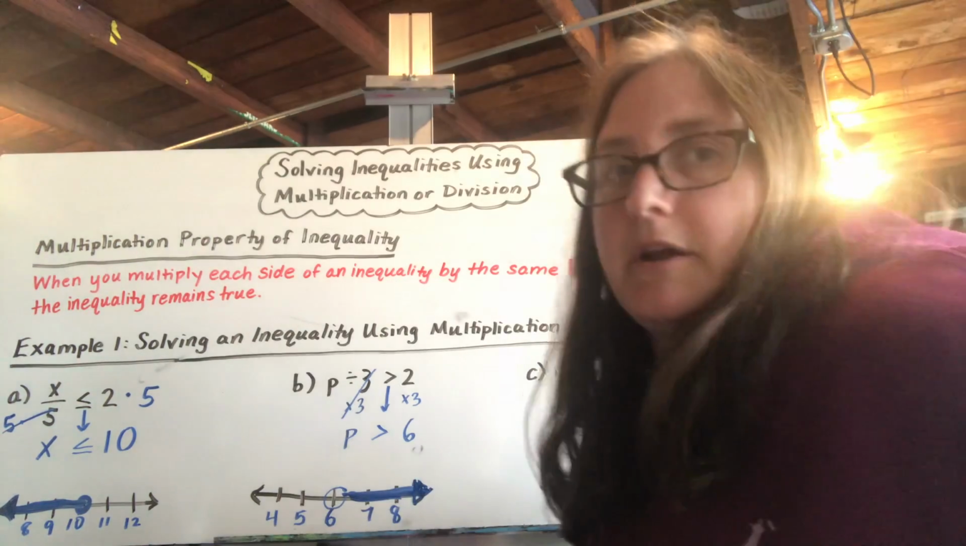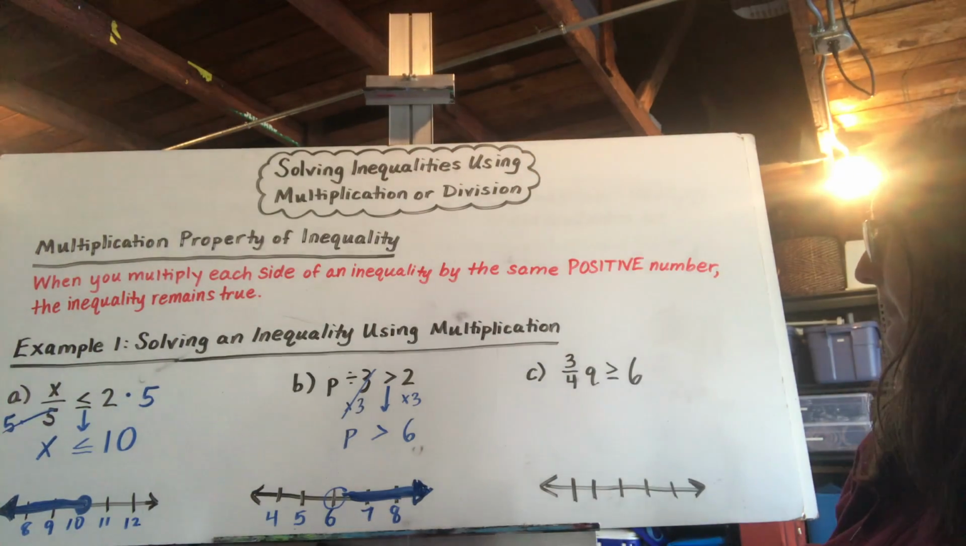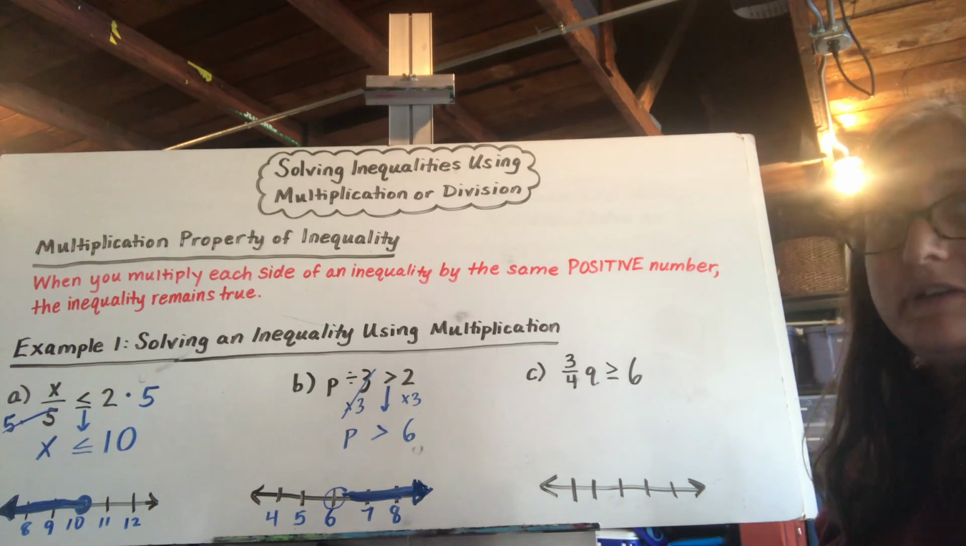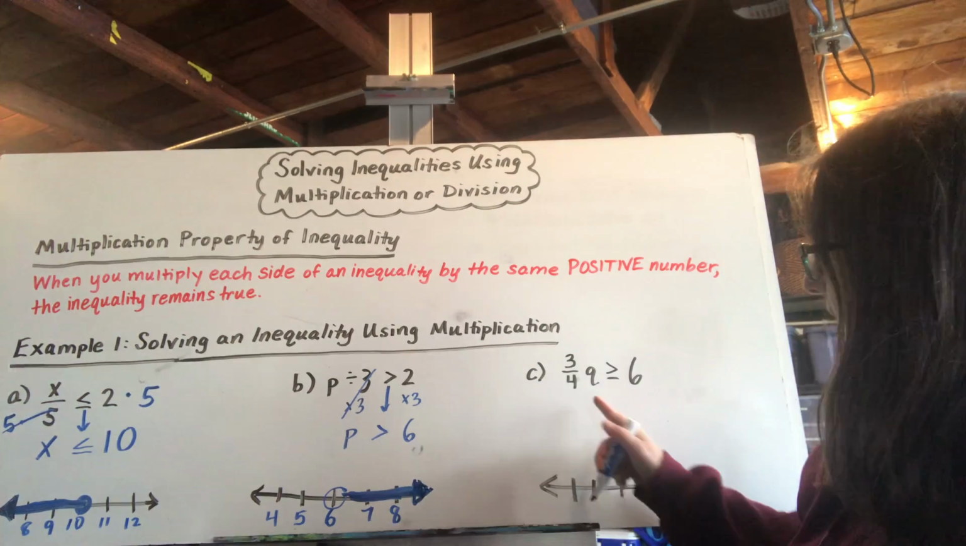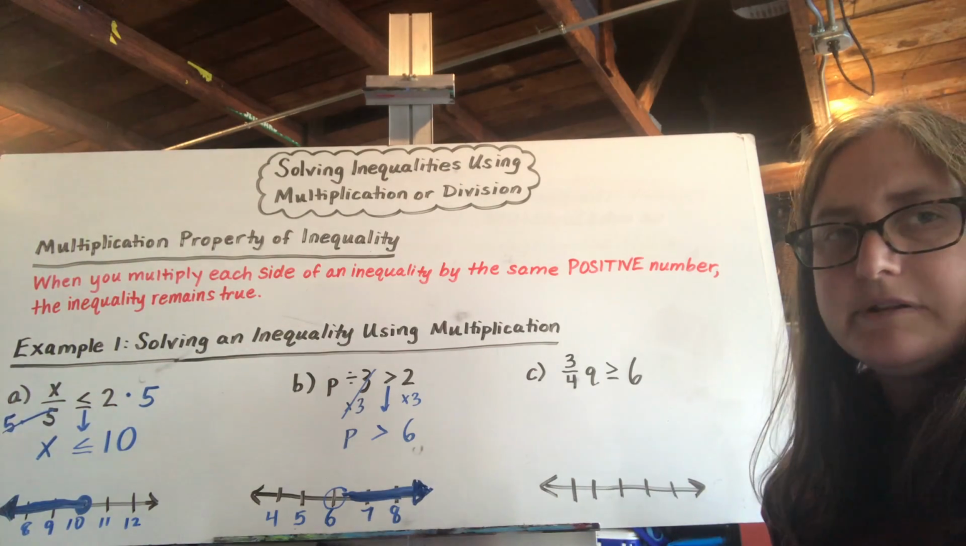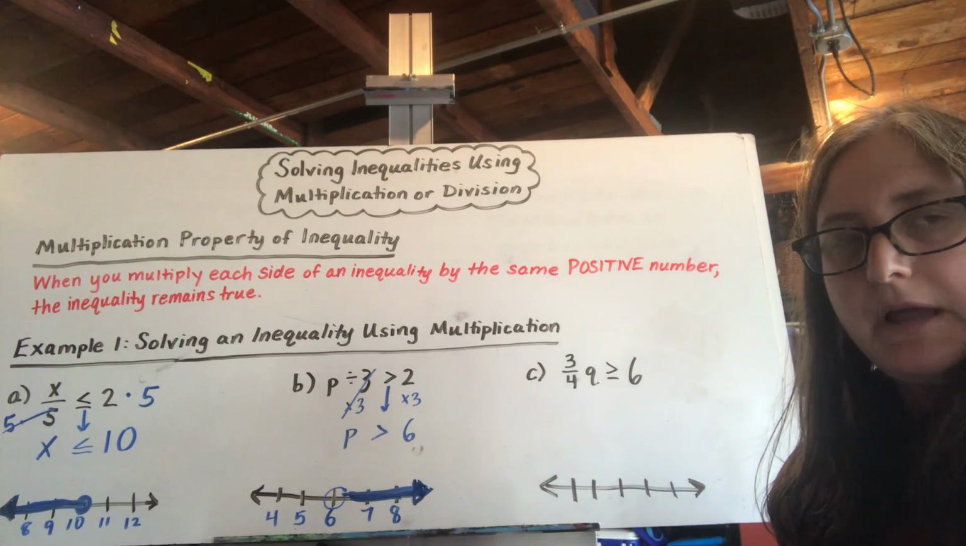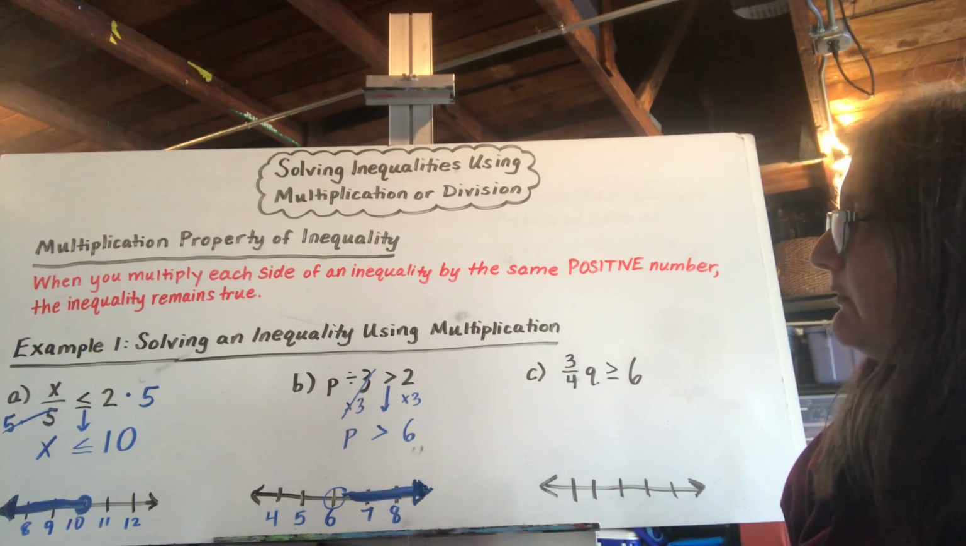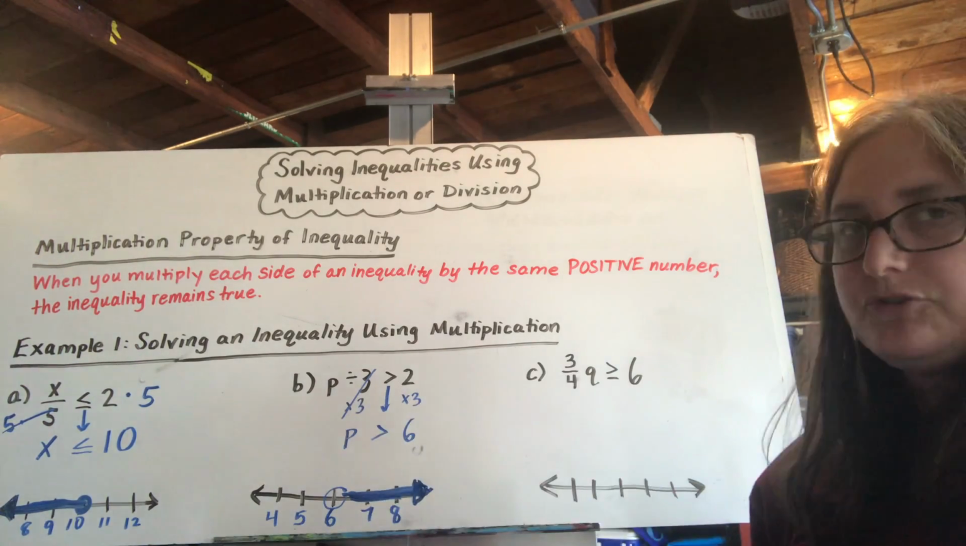All right, last one here. 3/4 times q is greater than or equal to 6. So you might be thinking, well, q is my variable, but I'm multiplying by 3/4. And isn't the opposite of multiplying dividing by 3/4? And this is supposed to be problems that I solve using multiplication.